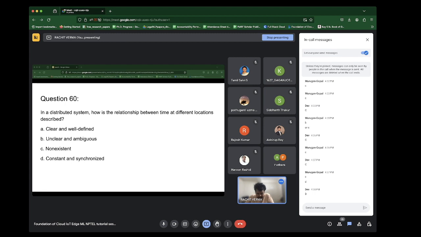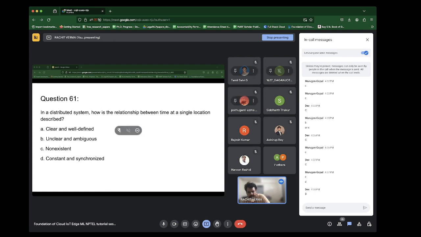So in that sense, we can say that it is unclear and ambiguous, right? There is another situation where it might be constant and synchronized. We'll look at that. And clear and well defined is not the most accurate answer because we don't really know what the meaning of clear and well defined exactly is in this case. And non-existent: there may be some relation between the two timings, but we don't know what that is.